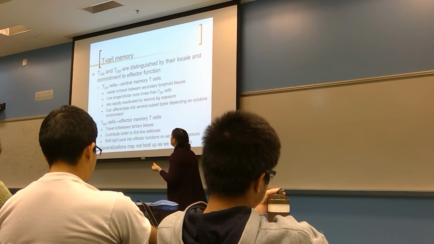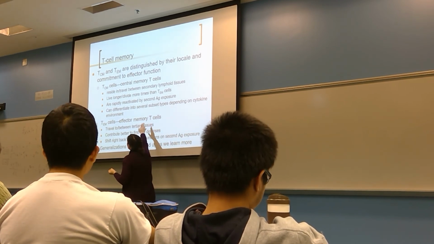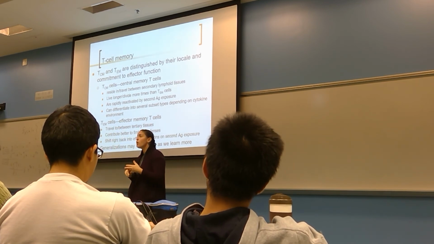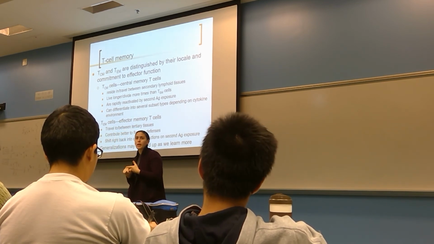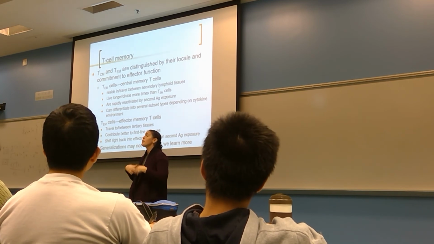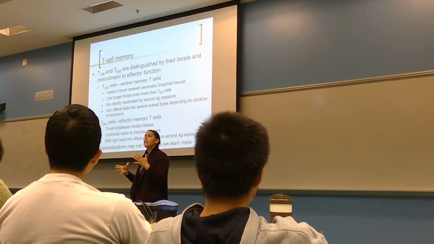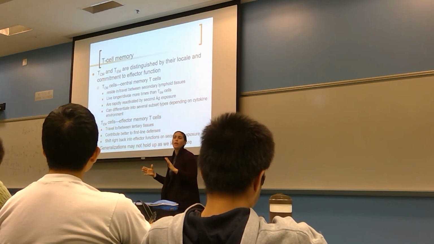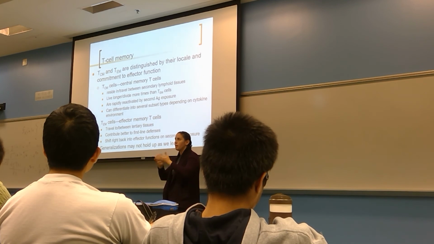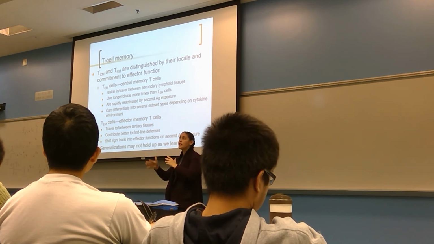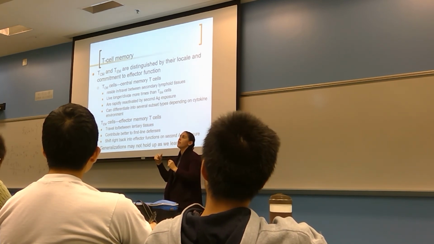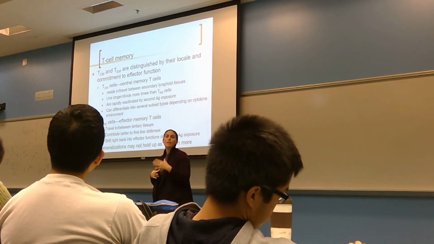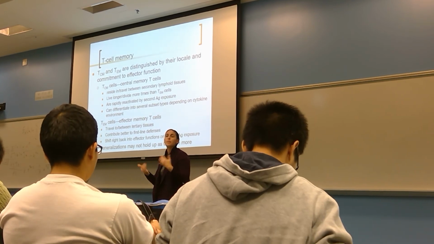One is going to be your central memory. These are going to reside in your secondary lymphatic tissue, so they'll stay in the spleen or the lymph nodes, and we'll see replication. They'll be suppressed when there's not an active infection, although on occasion we will cause those central memory cells to proliferate and activate B cells so we can produce an unfit level of antibody in our bloodstream.